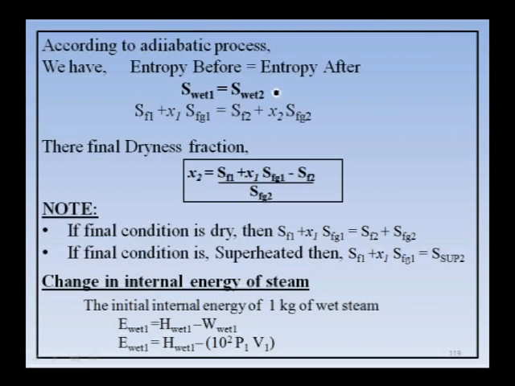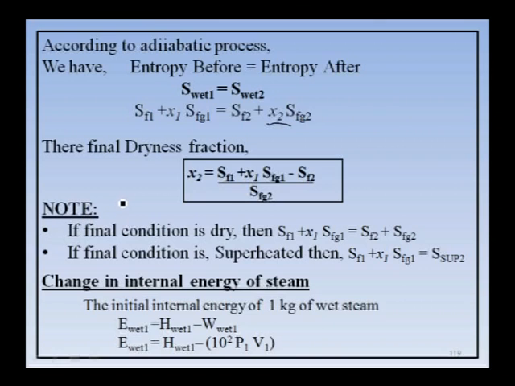So, from this we get the final dryness fraction X2. See here the relation: X2 is equal to Sf1 plus X1 Sfg1 minus Sf2, divided by Sfg2 after cross multiplication. This is the final dryness fraction of the steam in the adiabatic process, right.